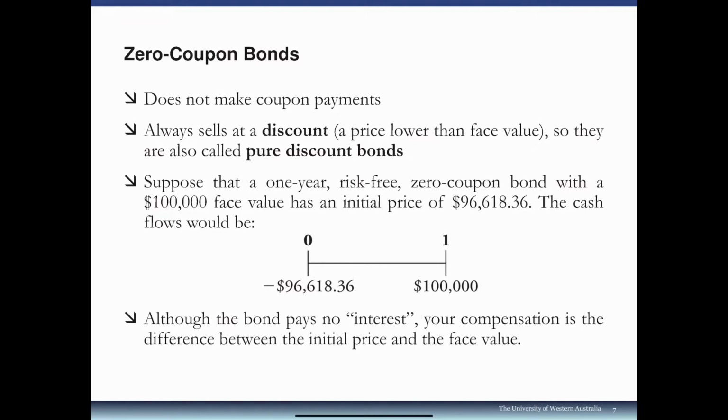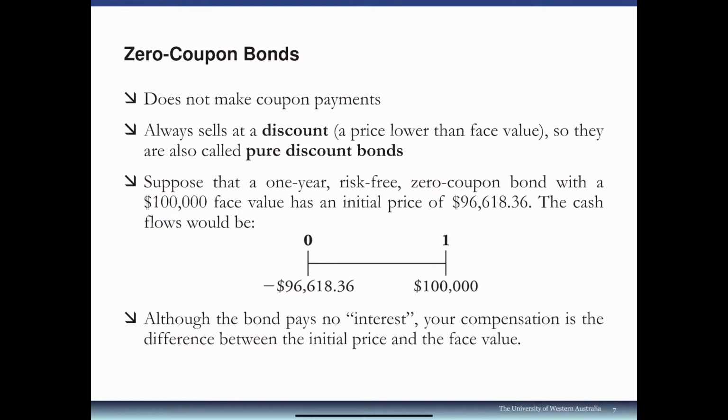You will say, okay, what do you mean by selling at a discount? Well, just keep going. Let's say, suppose that a 1-year risk-free zero coupon bond with a $100,000 face value has an initial price of $96,618.36. The cash flow will be like this. So here, there are a few key terms. 1 year determines its maturity date will be in 1 year, so the term will be 1 year left. Risk-free here means there's no default risk, which means you will get your money back, right? Zero coupon bond means there are no other payments except paying back the face value, the principal.